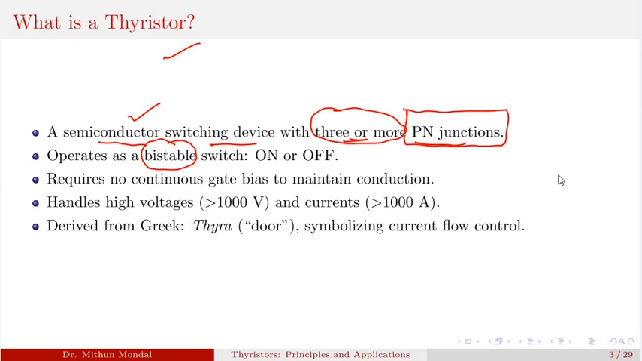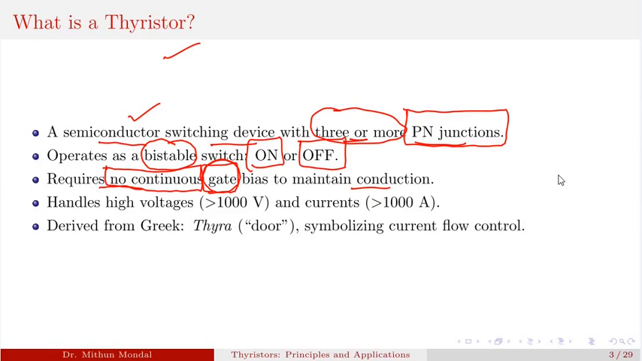So what is the meaning of bistable? Either the switch will be on or the switch will be off. It requires no continuous gate biasing to maintain the conduction. We will see that in this semiconductor PN junction, we will be having a gate as one of the terminals, which would be required to turn on the thyristor, but it would not require continuous gate biasing.